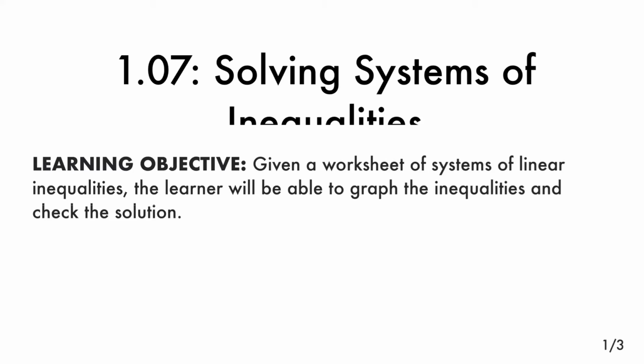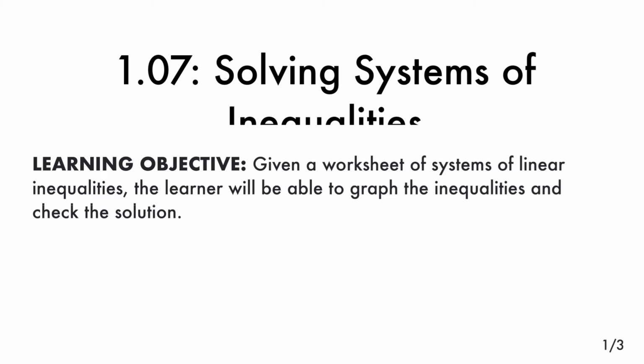In section 7 of chapter 1, we are now going to be solving systems of inequalities. So remember, systems means more than one. So we're going to have more than one inequality, and we're going to be solving them. This is going to look and behave differently than the way that we solve systems of equations.